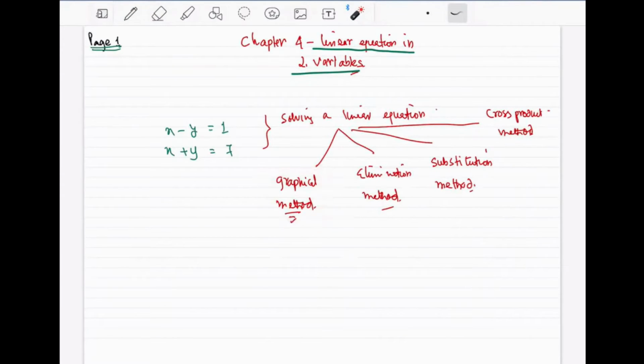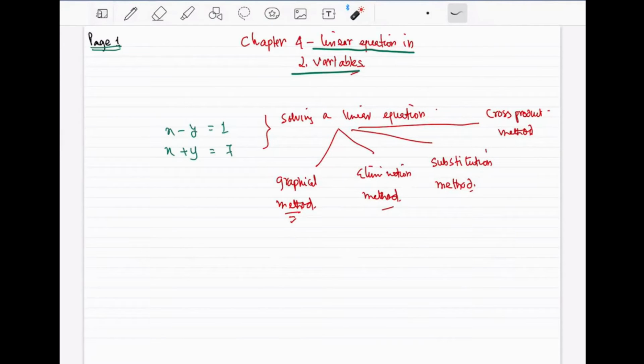Okay. What we are going to do in graphical method is, we have two equations here: x minus y is equal to 1 and x plus y is equal to 7. We will draw the graph of both equations. We will draw the graph of x minus y is equal to 1, and we will draw the graph of x plus y is equal to 7. And then the solution, the value of x and y, means when I put the value of x and y here, it should satisfy this equation, and it should also satisfy this equation.